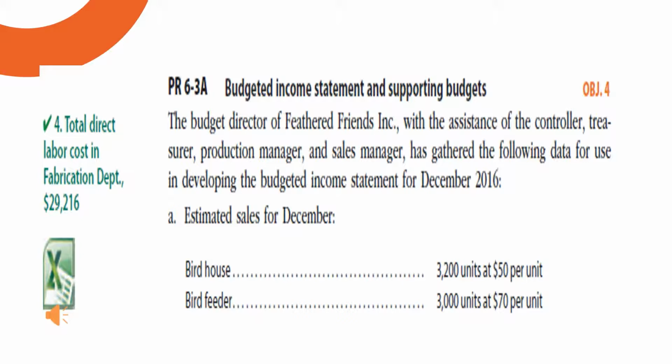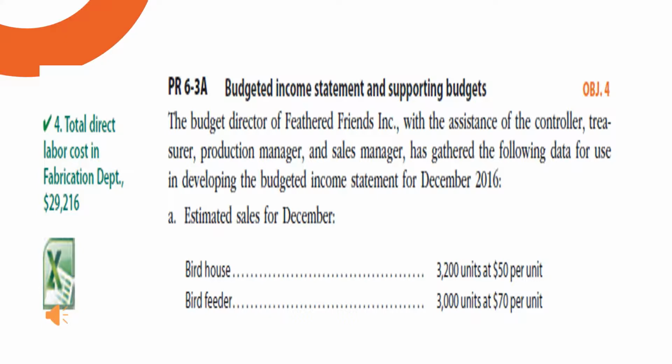The problem also gave us the estimated inventories at December 1 for the direct materials and the finished products of wood and plastic. For direct materials, wood is at 200 feet, and plastic at 240 pounds. For the finished products, the birdhouse would have 320 units at $27 per unit. For the bird feeder, 270 units at $40 per unit.